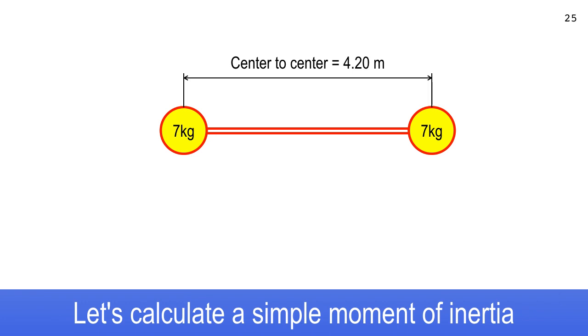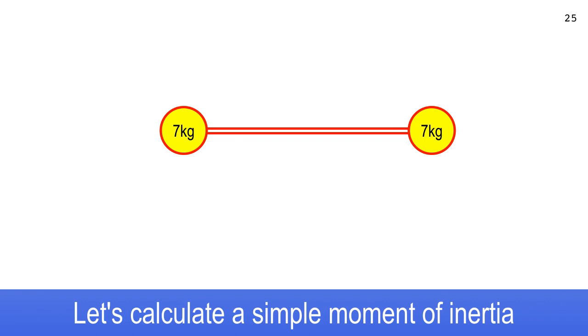That's a typical physics department lazy man technique. Forget about the bar. Let's focus on the 2 point masses, 7 and 7. Draw in your axis. So let's make our axis right down the middle.